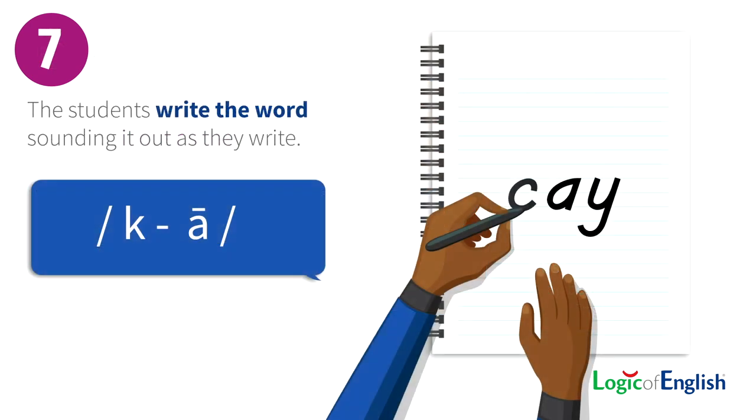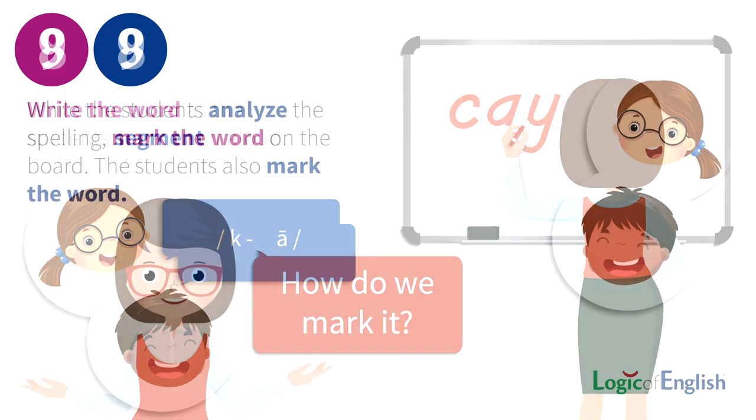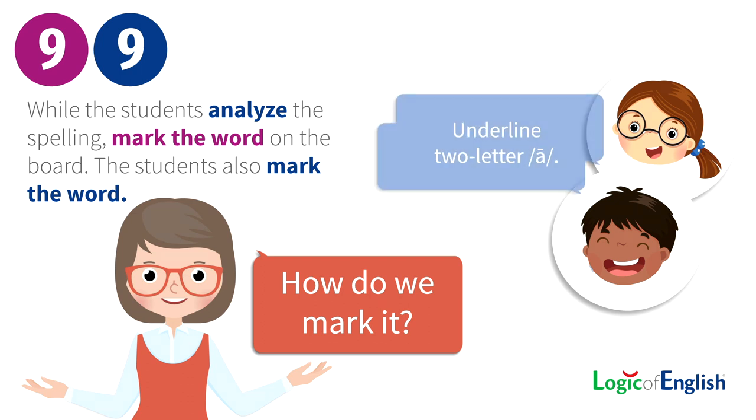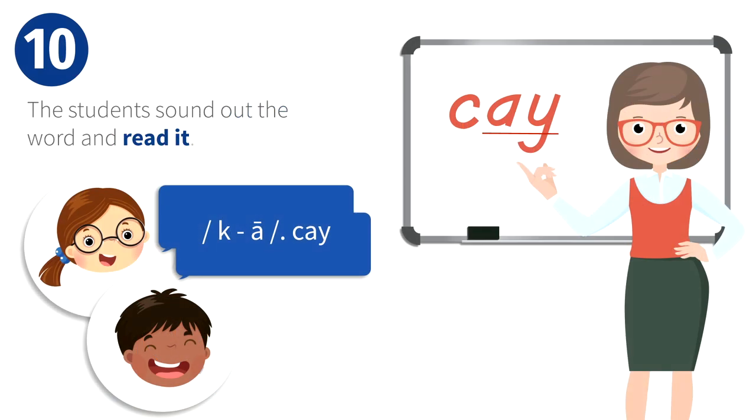Then the students write the word, sounding it out as they write. K. A. And then you will write the word as the students segment it aloud. K. A. And then you'll ask how to mark the word while the students give you that analysis. So you will say, underline two letter A, which you'll do on your boards. And then the students will sound out the word and read it. K, A, cay.